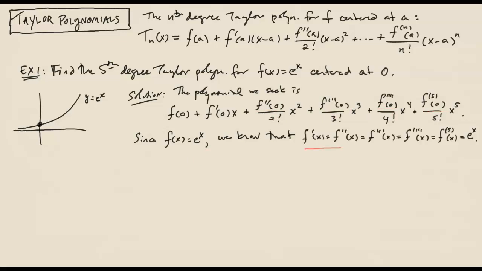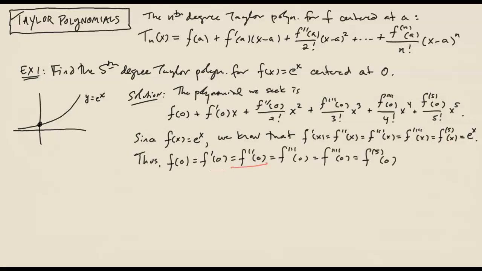So we know that all of those derivatives are equal, and they are all equal to e to the x. That's important to us because we have to evaluate all those derivatives and the original function at 0. So f of 0 is the same as f prime of 0, since f and f prime are the same, which is the same as f double prime, triple prime, quadruple prime, and quintuple prime of 0. And when we evaluate them all at 0, well, we get e to the 0, which of course is 1.